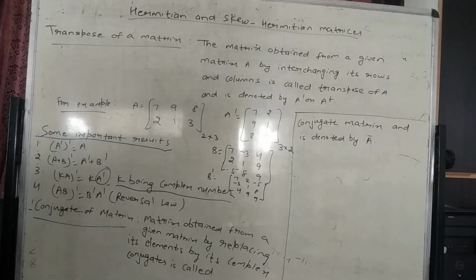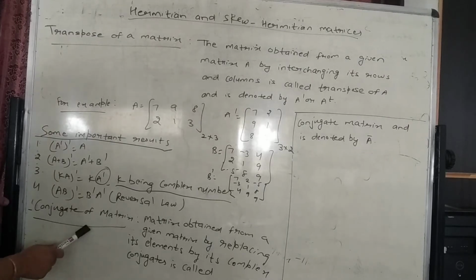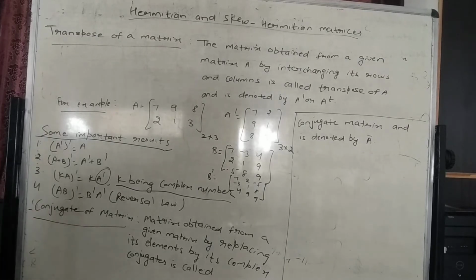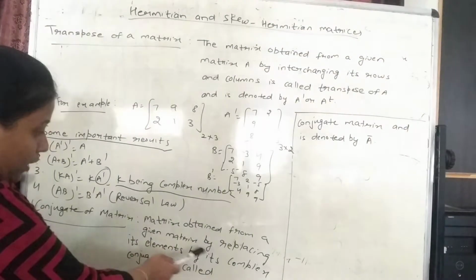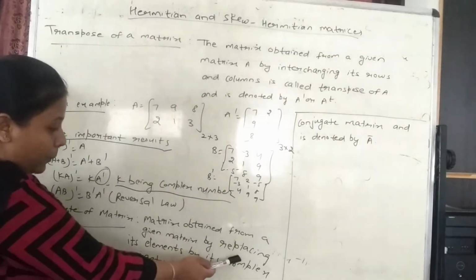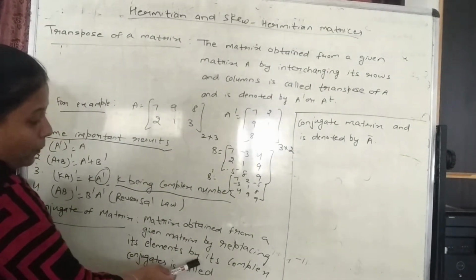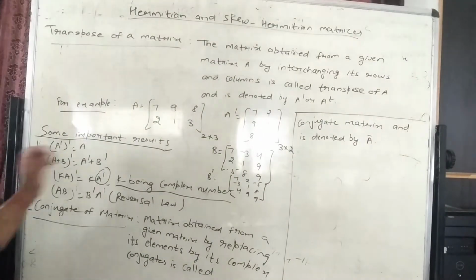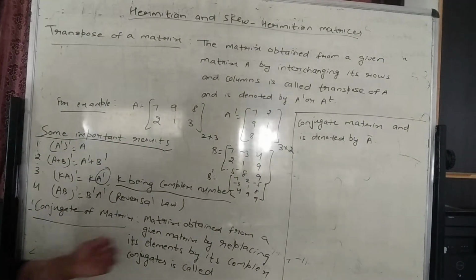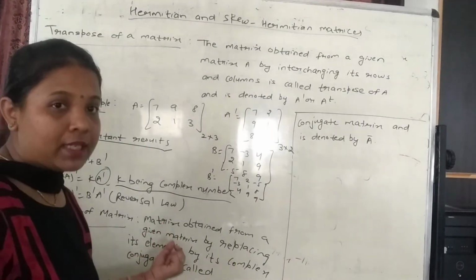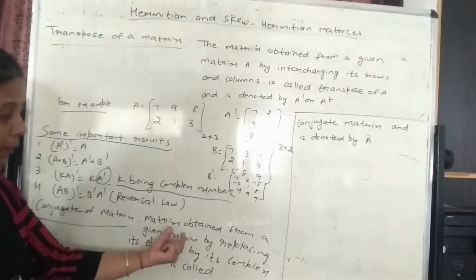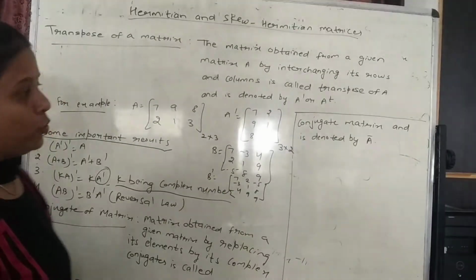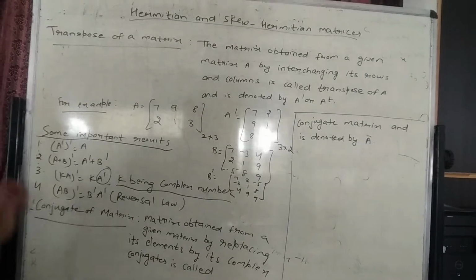Now come to the definition of a conjugate of a matrix. What is the conjugate of a matrix? The matrix obtained from a given matrix by replacing its elements by their complex conjugates is called the conjugate matrix. When we replace all the elements of the matrix by their complex conjugates, it is called the conjugate of a matrix.